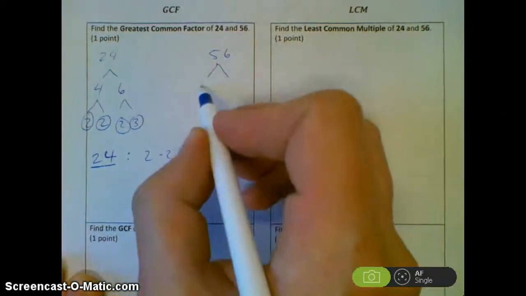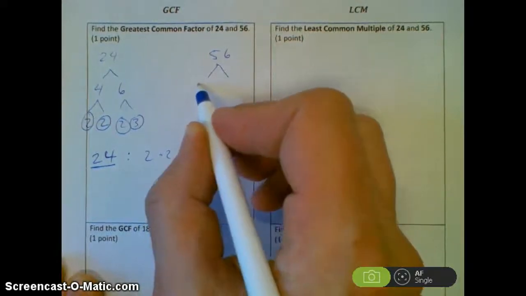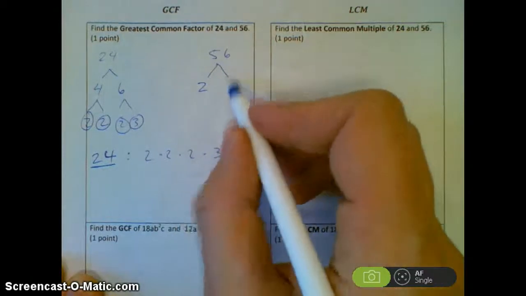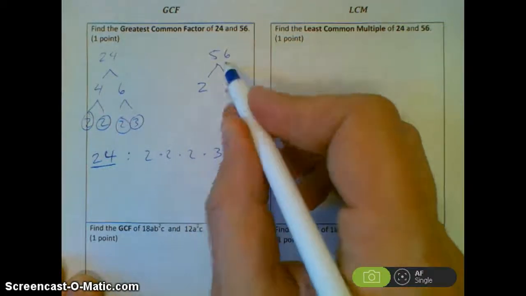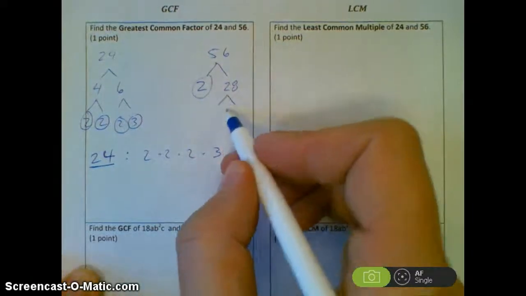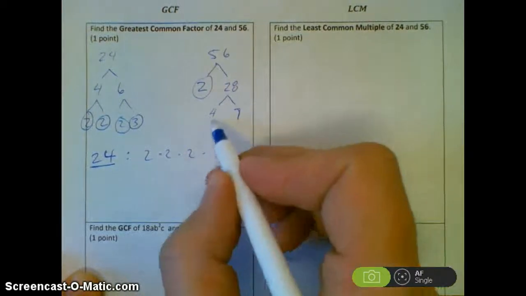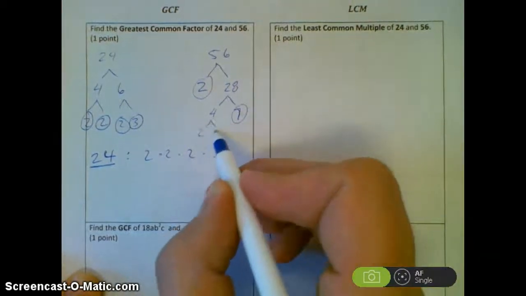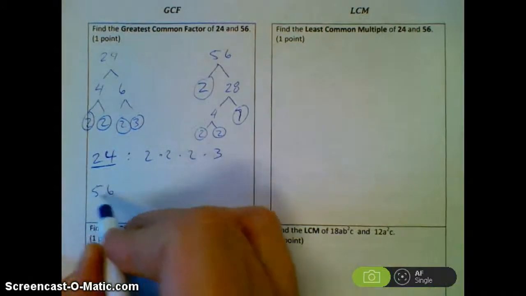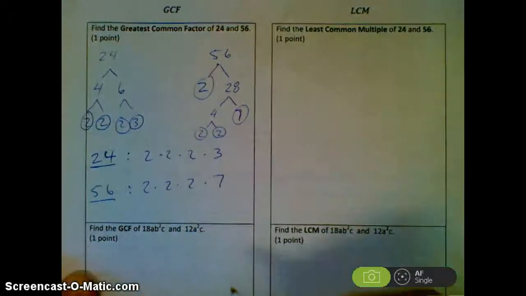56 can be divided, I can't really think of what it can be divided by right now, so I'll just divide it by a prime number, 2. So 2 goes into 56. Let's see, 28 times 2 is 56. So that's a prime number. And I know I can divide 28 into 4 and 7. 4 times 7 is 28. 7 is a prime number. And 4 becomes 2 times 2. So the prime factorization of 56 is 2 times 2 times 2 times 7.